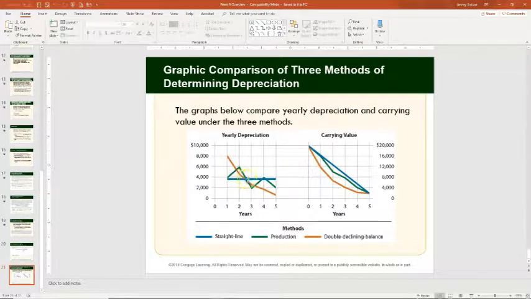With straight line, it doesn't matter how well the asset's performing, each year you're going to take the same hit. And the production version follows your production curve that you would have on your plant floor, for example. So your depreciation is only how much you actually use it. But they all end up eventually down near 0 for the carrying value.